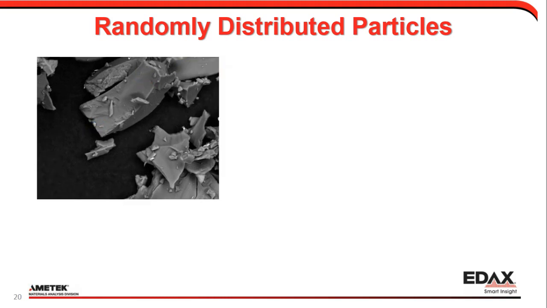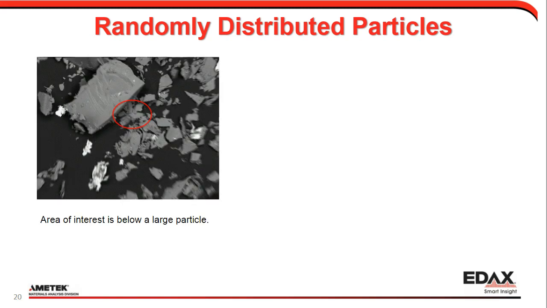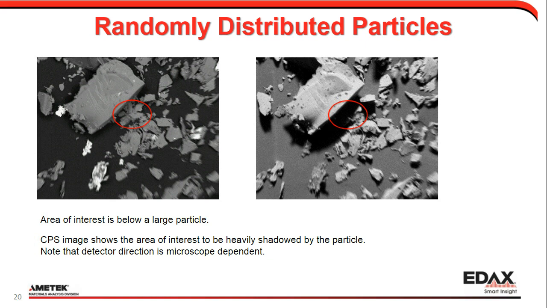So what happened to this sample? If we look at a larger area, we see the area of interest is actually below a large particle. The CPS map shows the area of interest in black color. The CPS map is a count per second map. It shows you the X-ray count rate in each pixel. So the brightest part is where the X-ray count is the highest, and the dark or black part is where there is little to no X-ray count.